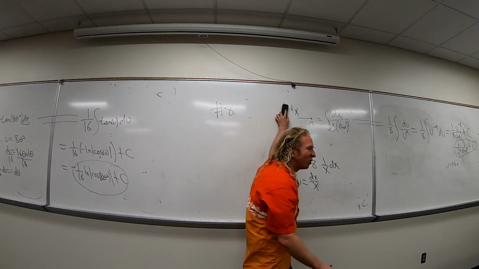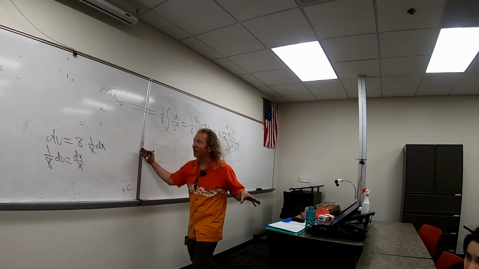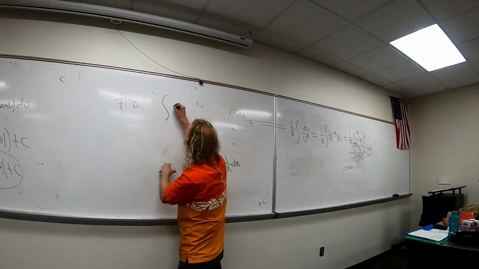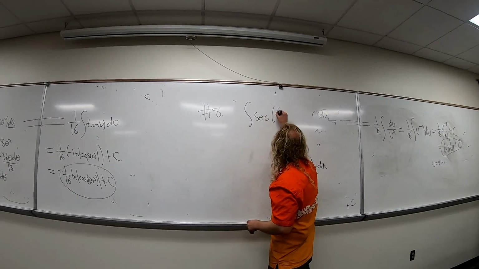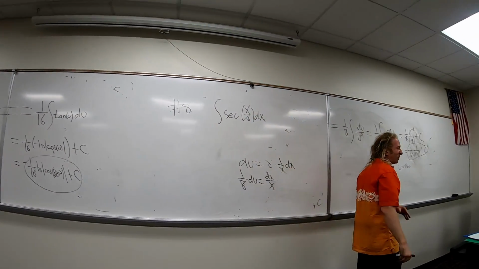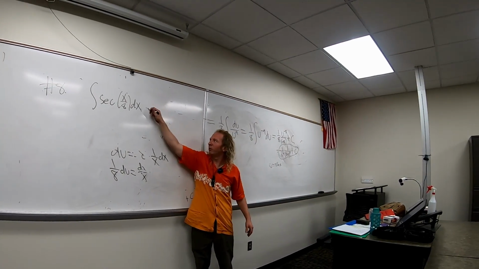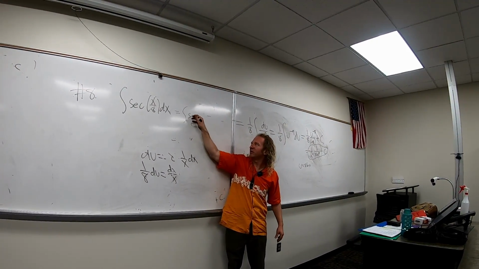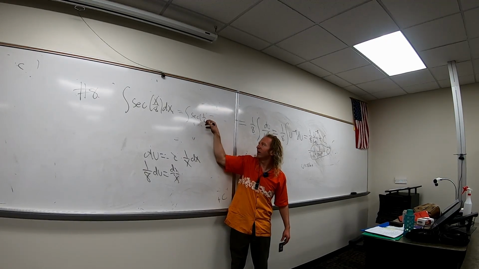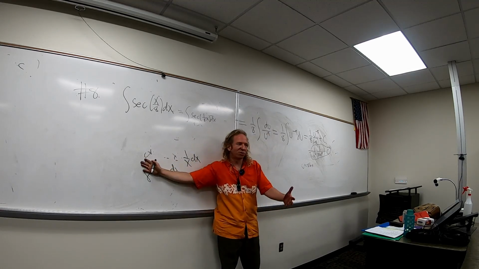Number 8 is a little bit annoying in the way it's written. It's the integral of secant of x over 8, so it's the integral of secant x over 8 dx. The way it's written is not really so convenient. You want to think about it before you integrate it. You want to think about it as secant of 1/8 x, because you're going to have to make a substitution.